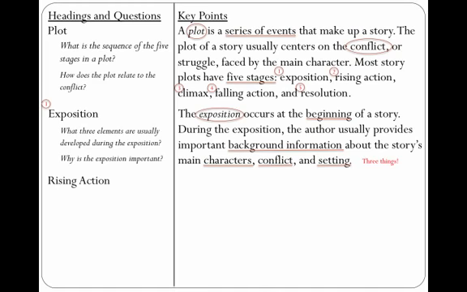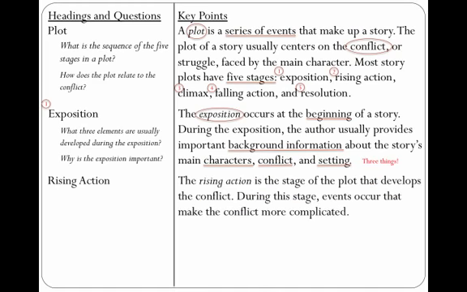Our next header is rising action. The rising action is a stage of the plot that develops the conflict. During this stage, events occur that make the conflict more complicated. A few annotations are, first of all, just circling rising action, and then making sure to remember that the rising action is what develops the conflict, or that's when that happens. One question that will help us to remember what's important about the rising action is, what happens during the rising action? Let's move on to our next one.